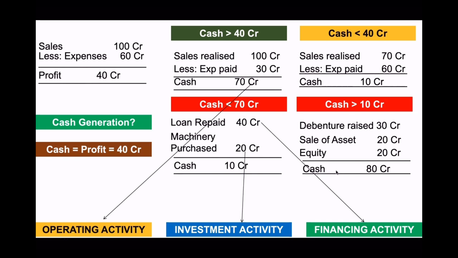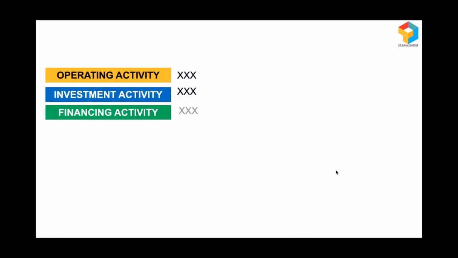Look at this machinery purchase of 20 crore. They are investing their money. It's an investment activity. Whereas this debenture of 30 crore money coming in is a result of financing activity. And they have sold assets for 20 crore. They are disposing of their investments as a result of investment activity. Whereas this equity of 20 crore which had come in is a result of financing activity. And finally the 10 crore cash is a result of operating activity. So what we can infer is, in business, cash can come in and go out under three activities: operating activity, investment activity, and financing activity.